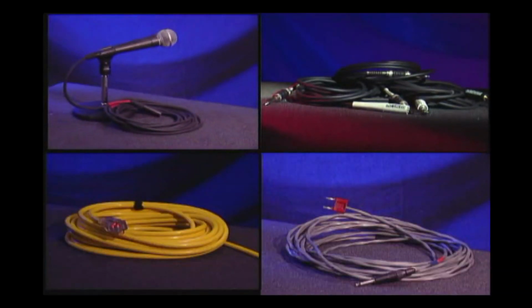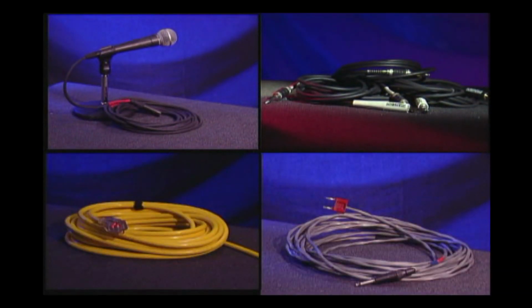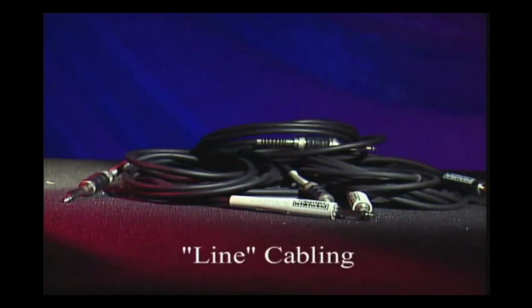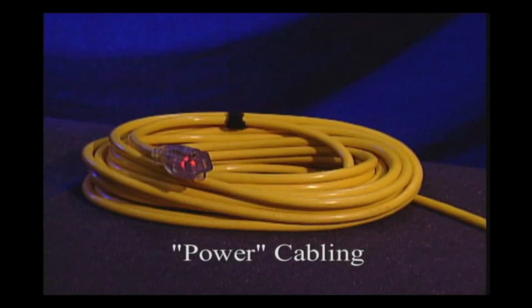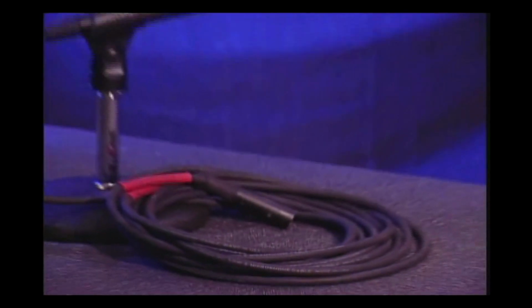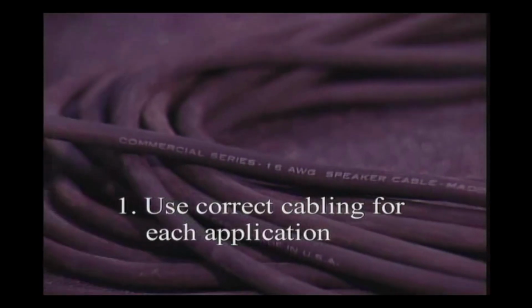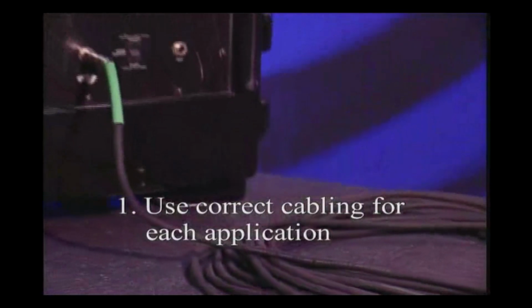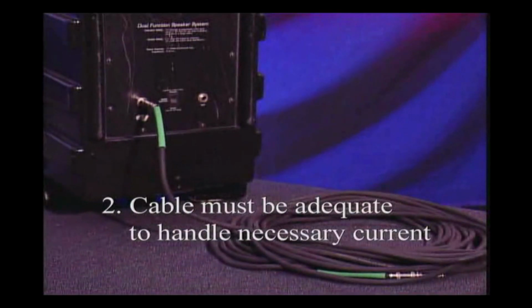In audio systems, there are primarily 4 types of cabling: microphone cabling, line cabling, power cabling, and speaker cable. For all types of cabling, there are 2 important things to remember. First, use the correct type of cabling for each application. And secondly, the cable you use must be adequate to handle the necessary amount of current for a given application.